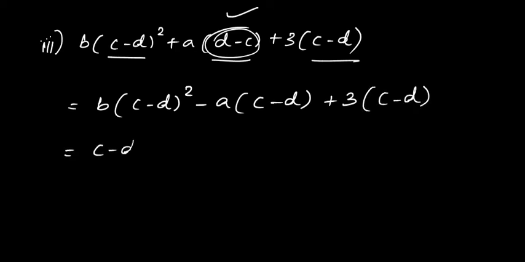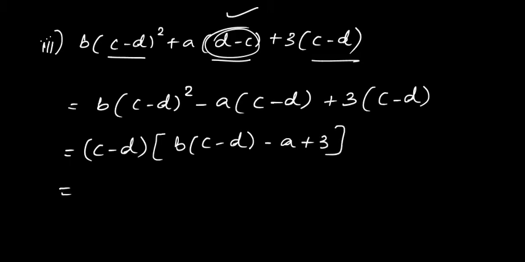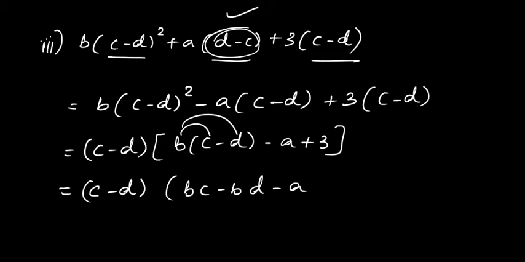So when we take it out, we'll be left with b into c minus d minus a plus 3. So the next step, we can multiply b inside. So we'll get c minus d into bc minus bd minus a plus 3.